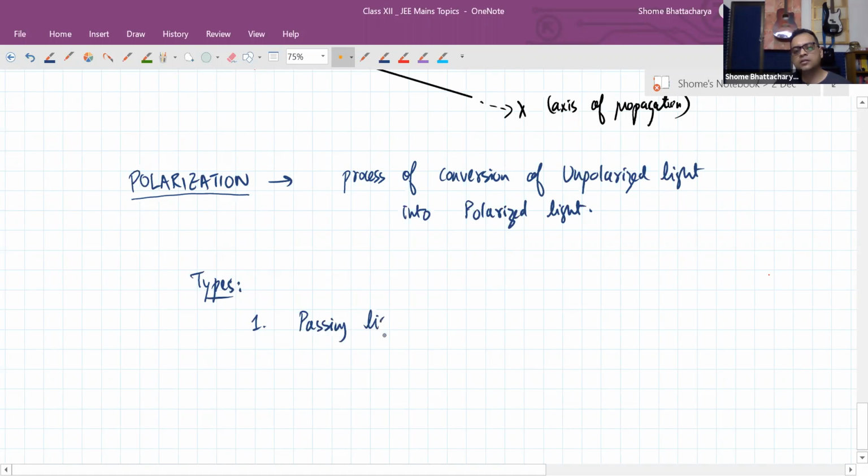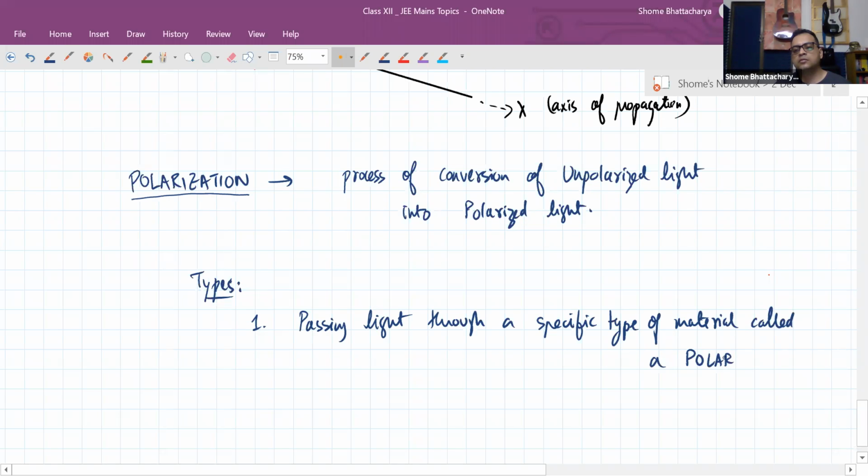So this can happen via passing light through a specific type of material called a polaroid, okay, or polarizing film.